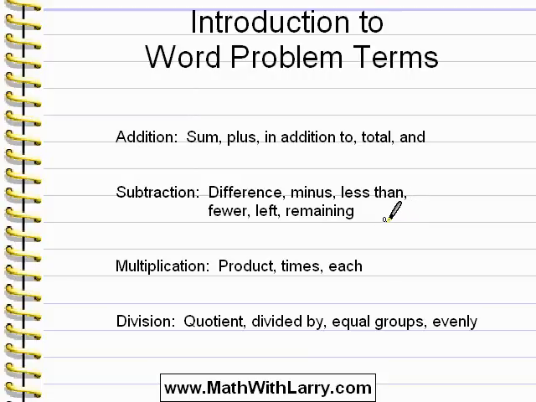If you see product or times or each, there's a good idea that you'll be doing multiplication. And if you see quotient, divided by, equal groups, or evenly, there's a good chance that division will be involved in the problem. Now, very often in word problems, you need to do more than one operation. And that's when it gets very tricky.